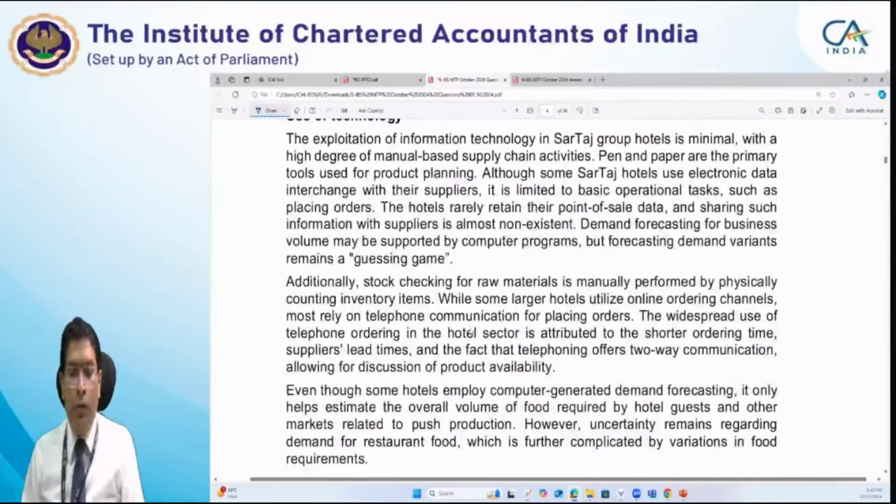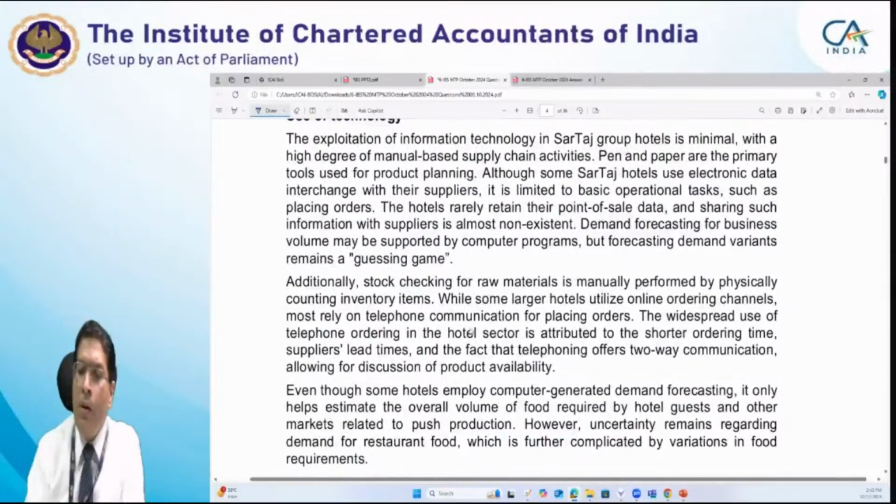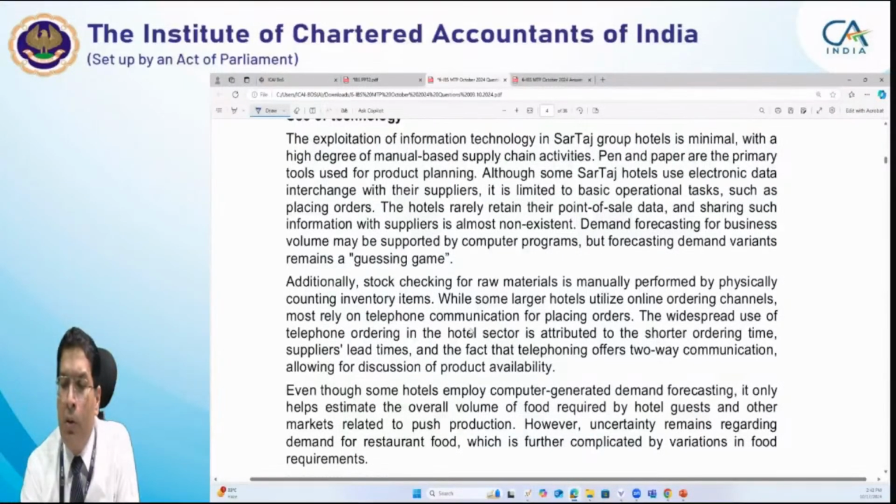Now, use of technology. Information technology in Sartaj Group hotels is minimal.